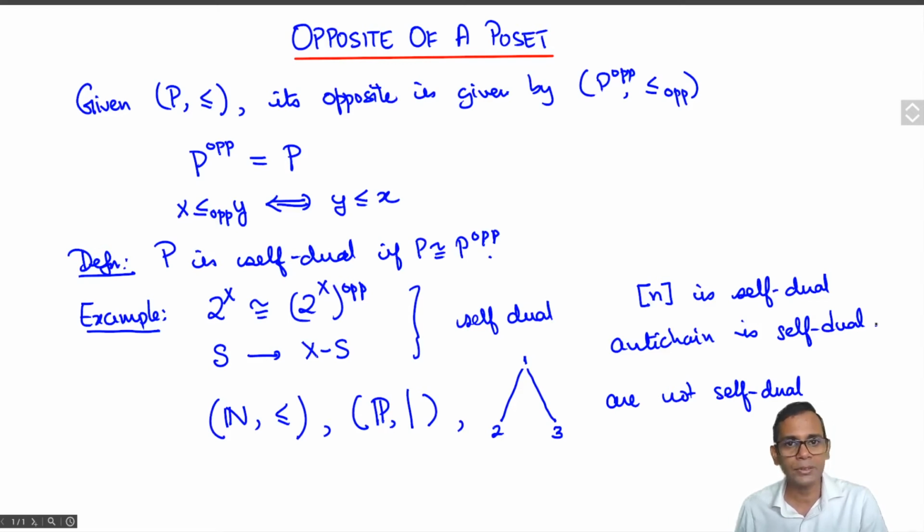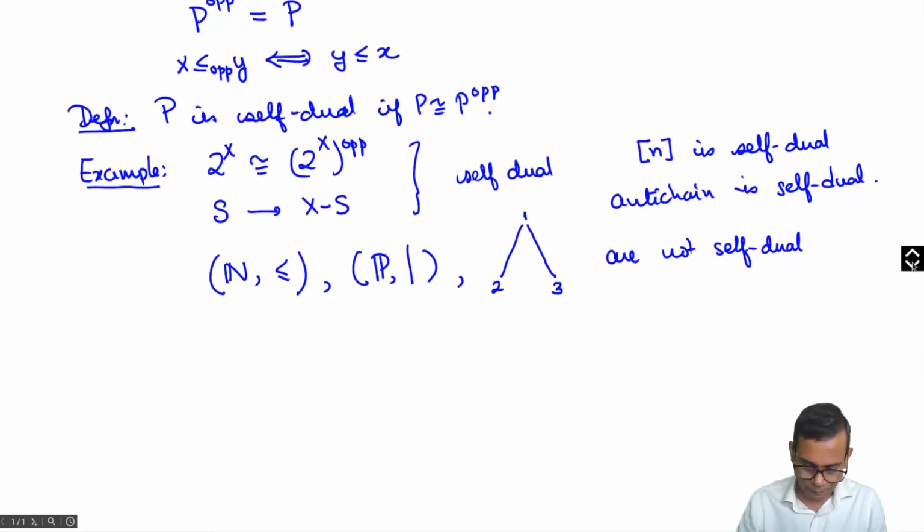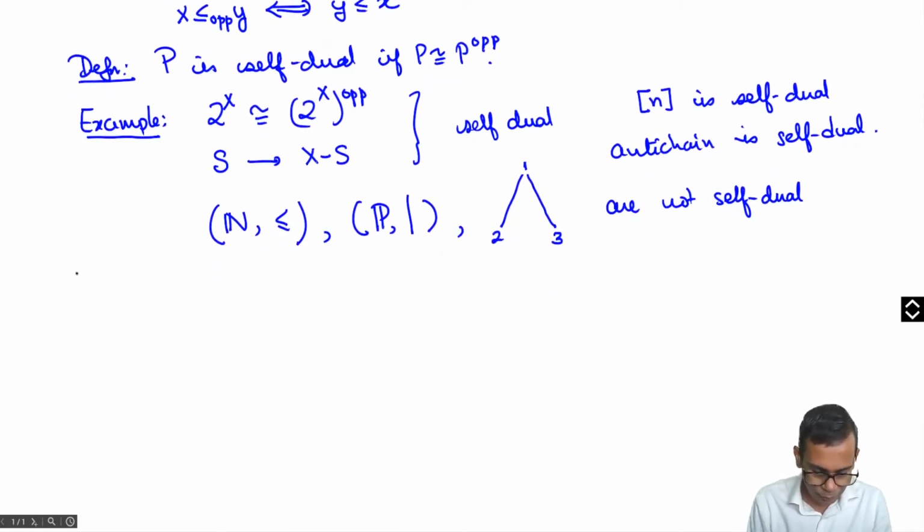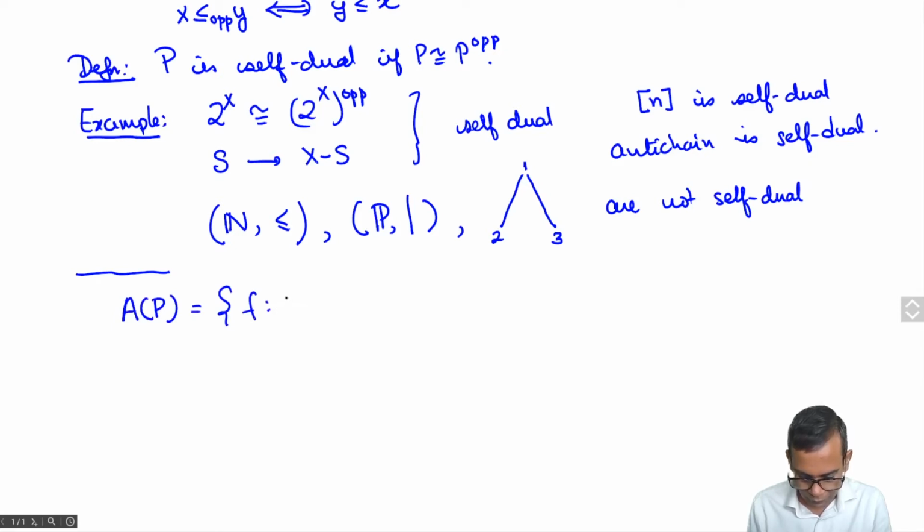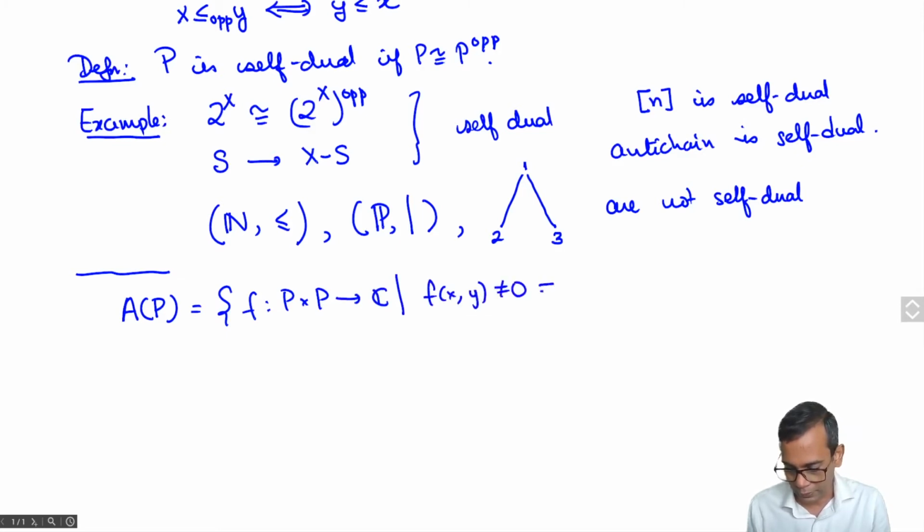Okay, the reason I introduced this notion of opposite is to try to understand the Mobius function of the opposite of a poset. So let's first look at the incidence algebra of the opposite of a poset. Remember that the incidence algebra of a poset, A(P), consists of functions f from P cross P to C, such that if f of x comma y is not equal to 0, then x is less than or equal to y.